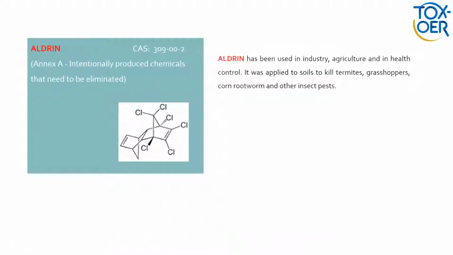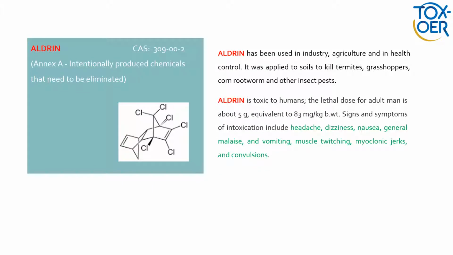Aldrin, Annex A. It is toxic to humans. The lethal dose for adult men is about 5 grams. Signs and symptoms of intoxication include headache, dizziness, nausea, general malaise, and vomiting, muscle twitching, myoclonic jerks, and convulsions.